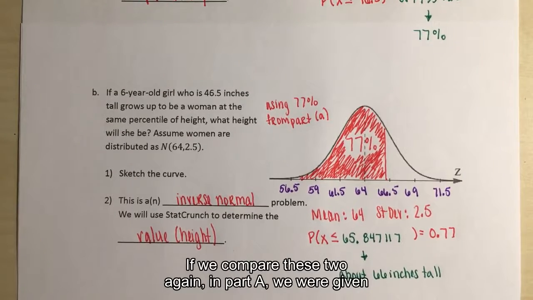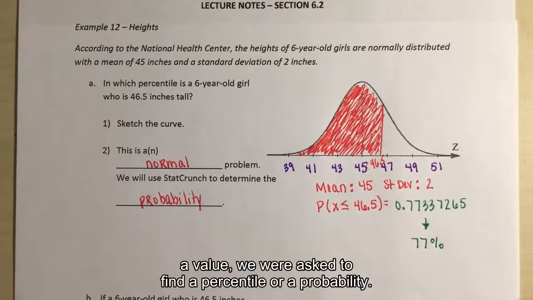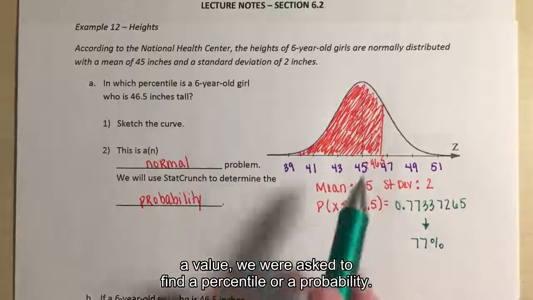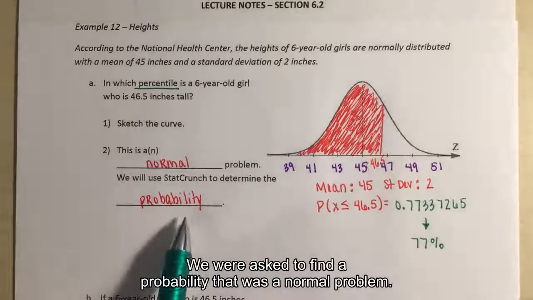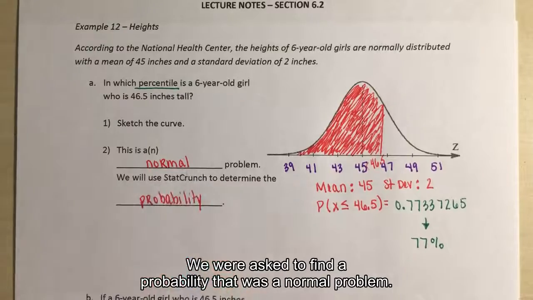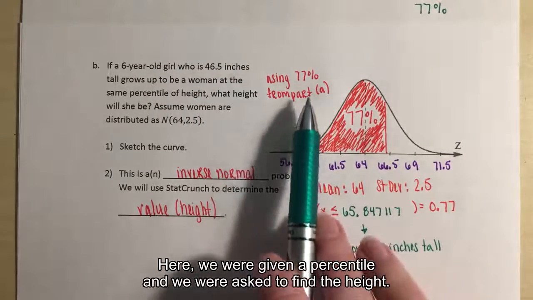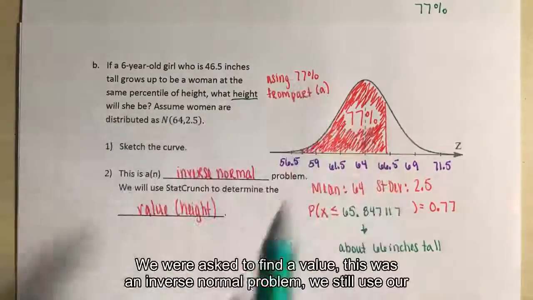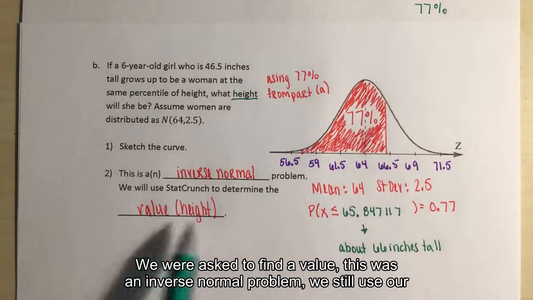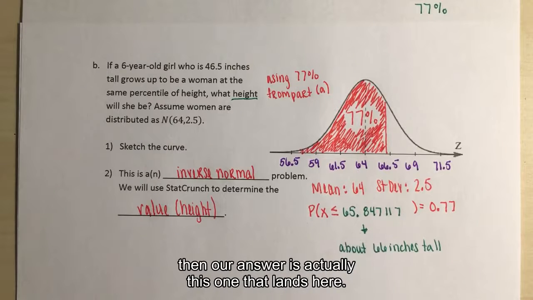And if we compare these two, in part A, we were given a value, and we were asked to find a percentile or a probability. That was a normal problem. Here, we were given a percentile, and we were asked to find the height. We were asked to find a value. This was an inverse normal problem. We still use our normal calculator, but we plug in different information, and then our answer is actually this one that lands here.